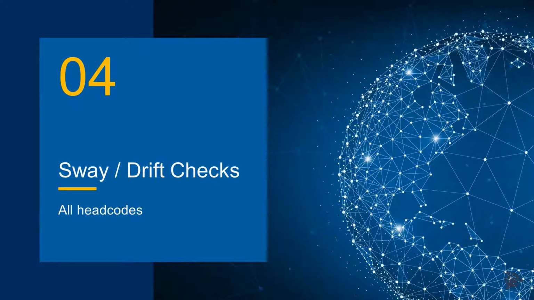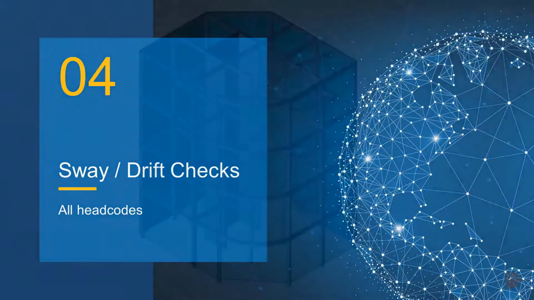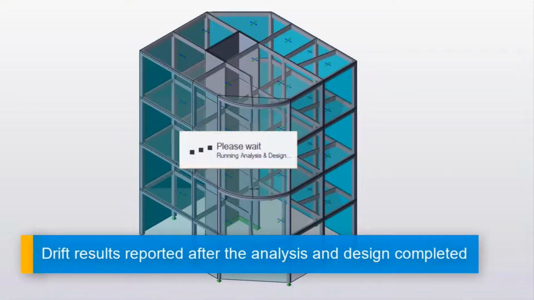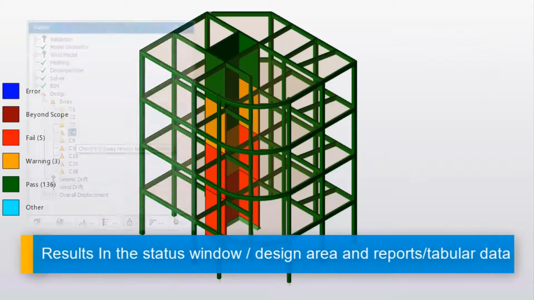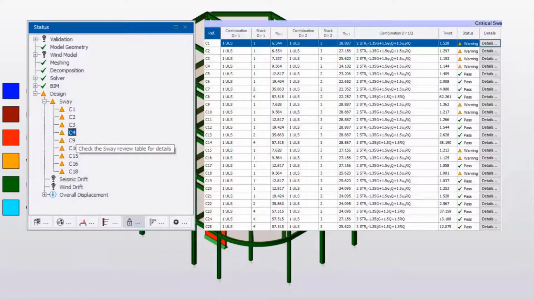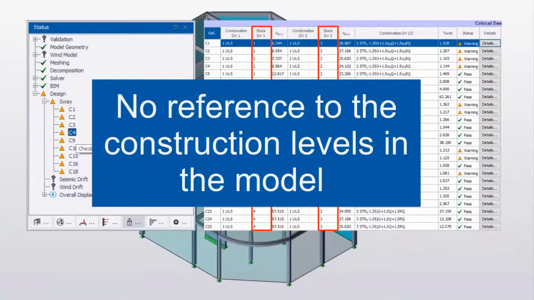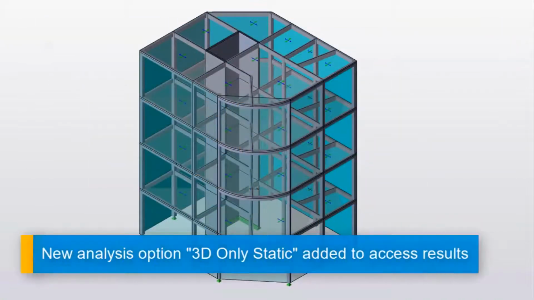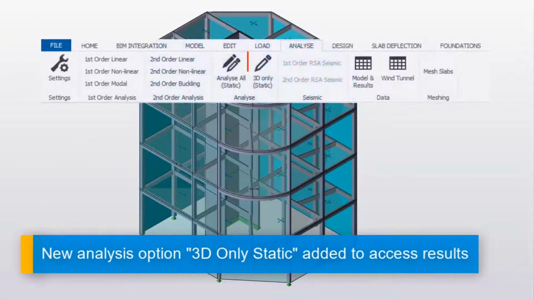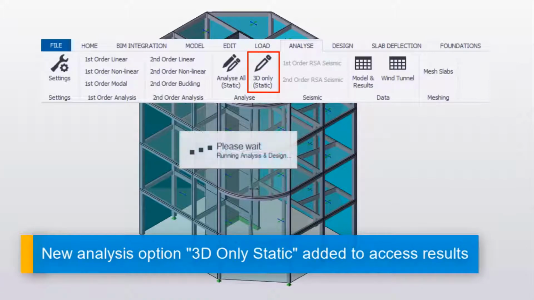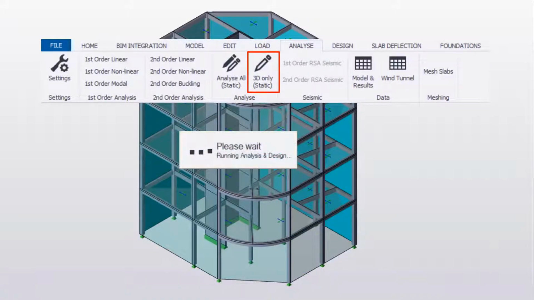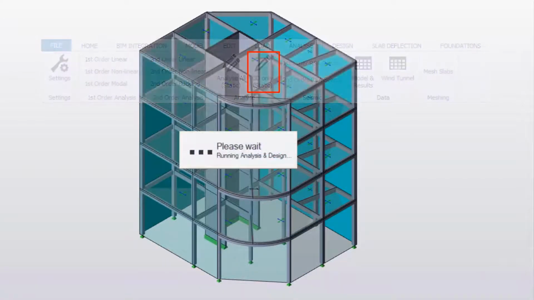Sway and drift check enhancements. Previous drift results were given by stack position with no referencing to the construction levels in the generated model. A new button of 3D only static analysis option has been added to gain access to 3D analysis results and calculations without proceeding through the multiple analysis chasedowns and the design process.